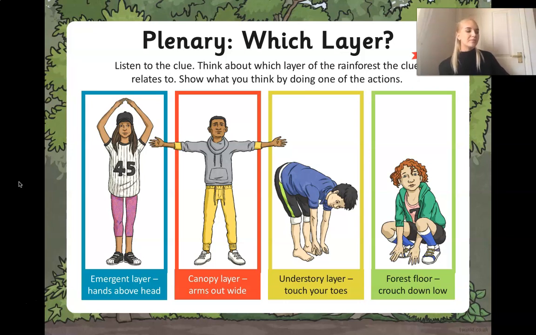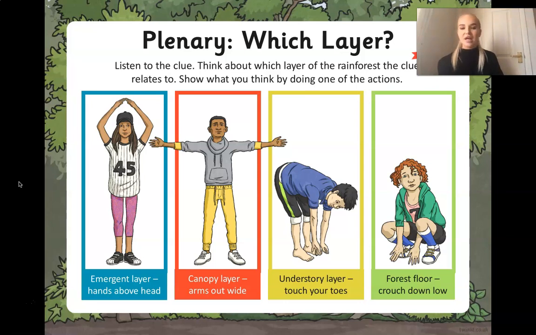A few more then. Trees in this layer form a roof over lower layers. What am I talking about? Which layer of vegetation forms a roof? The canopy. The canopy forms the roof. Well done. We will do 2 more.